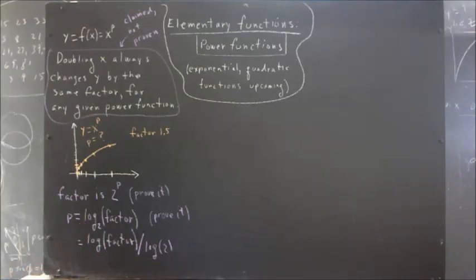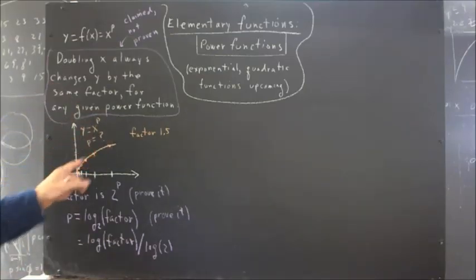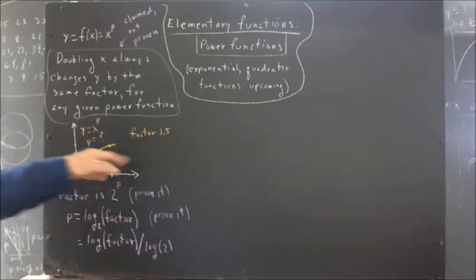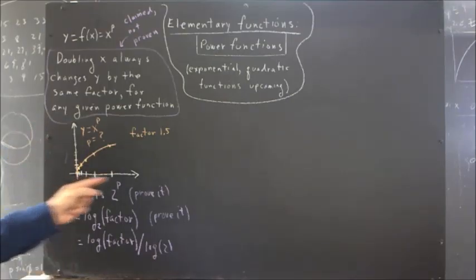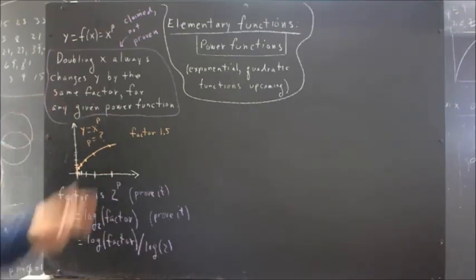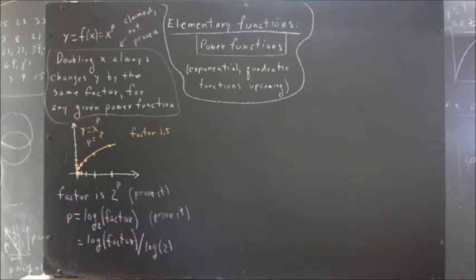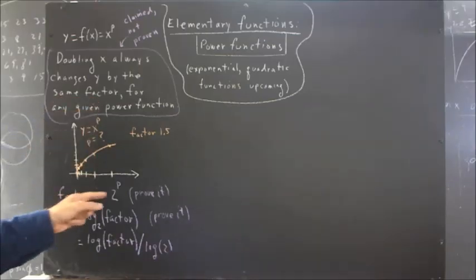There are a couple more things that need to be proven. I've claimed but not proven that doubling x always changes y by the same factor for any given power function. I haven't proven that yet, but I've shown you how to construct a factor 1.5 function, doublings of x, y increasing by factor 1.5 each time. And I've claimed that the factor for the power function y equals x to the p is 2 to the p.